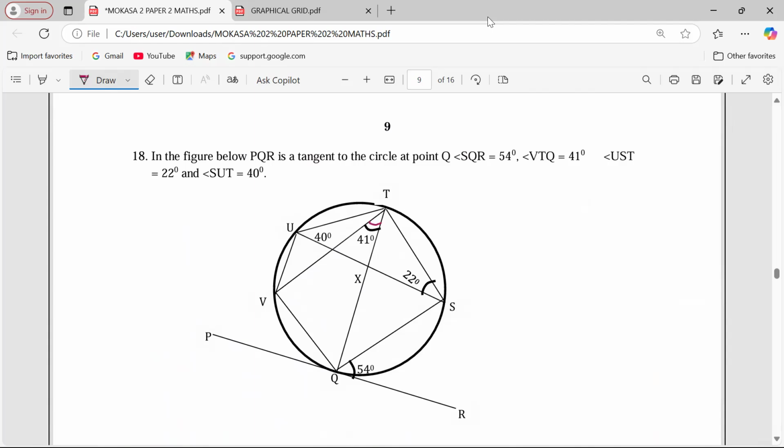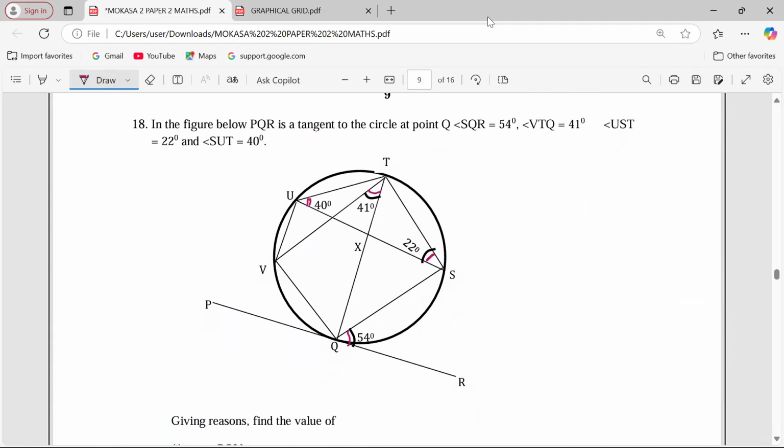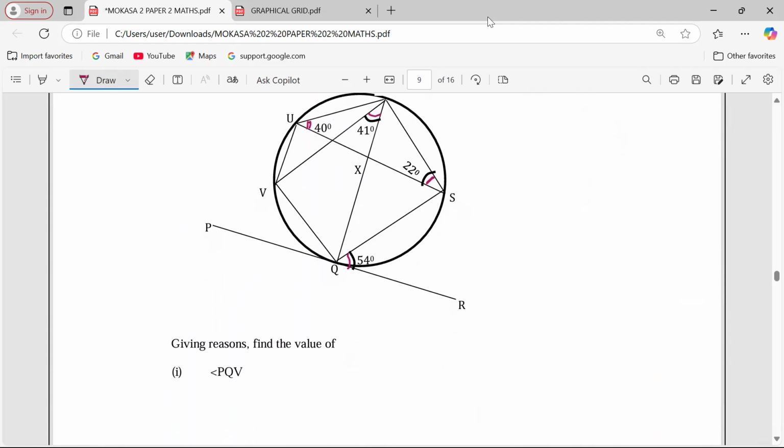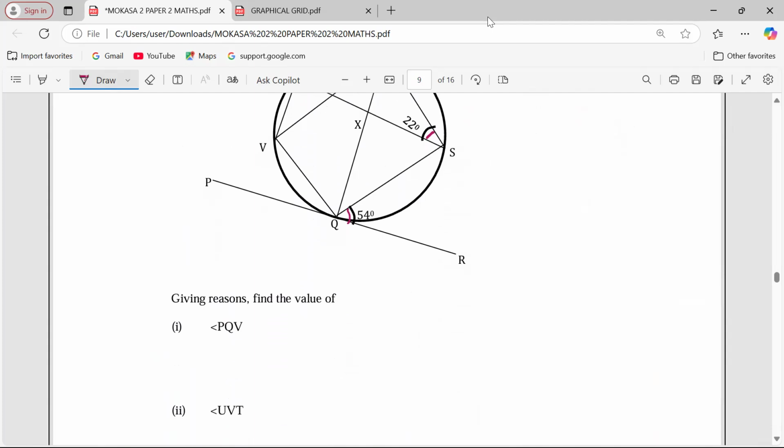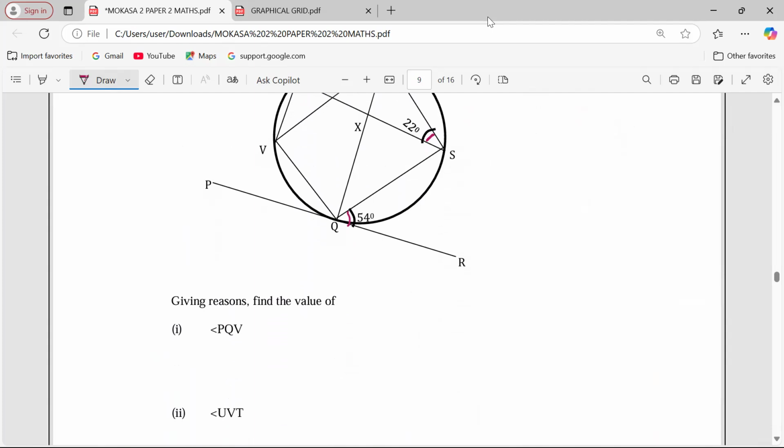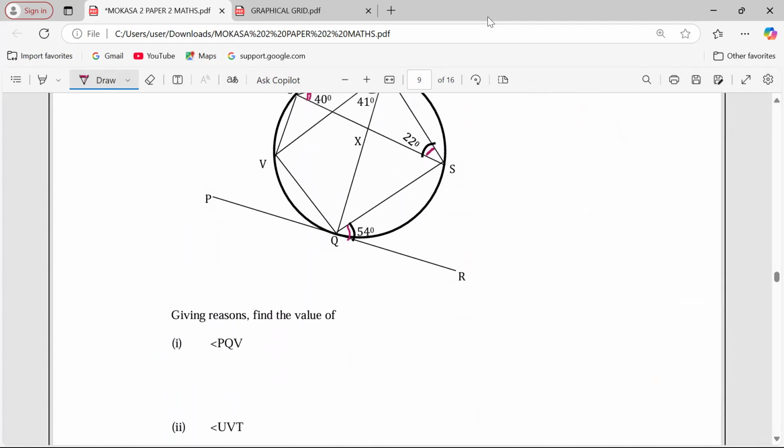As you can see at this point, 54 is here. Then we're also saying that UST is 22. So as you can see, 22 is at this point. We are also told that SUT is 40, that way. So we have all the angles now indicated. Giving reasons, find the value of PQV, the angle at this point.